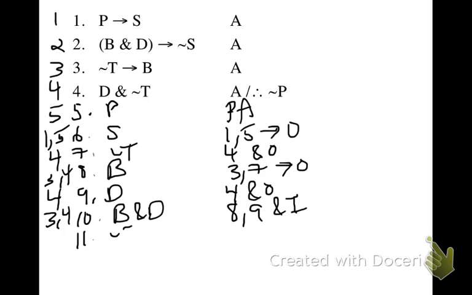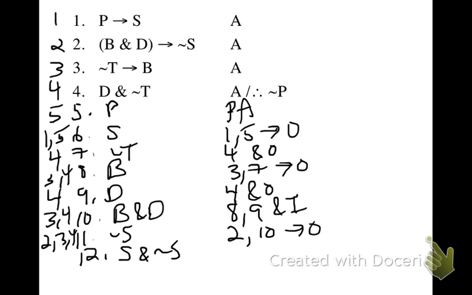And then that will give me not S by 2, 10, arrow out. So that depends on 2, 3, and 4. And then line 12 will be S and not S. So we've gotten our standard form contradiction. And that's 6, 11, ampersand in. And that will depend on what line 6 and line 11 depend on. So that's 1, 2, 3, 4, 5. There we go. Okay, and line 13 then will be our goal.